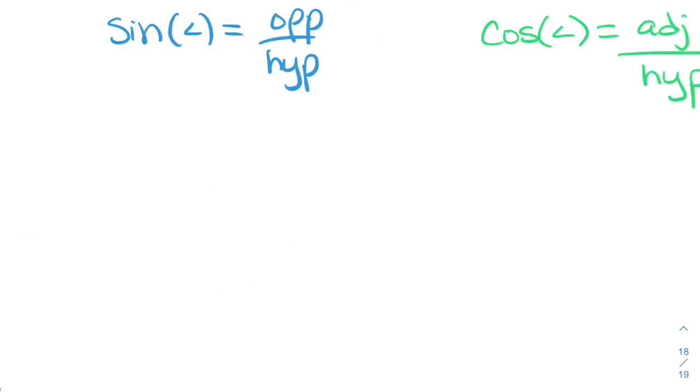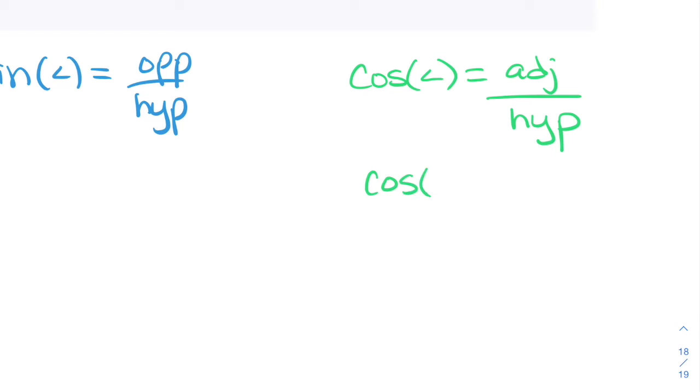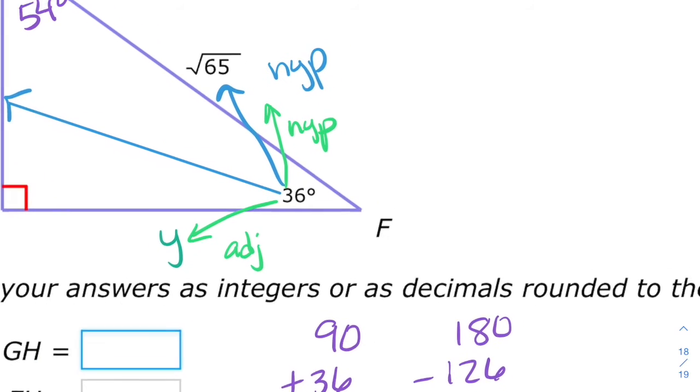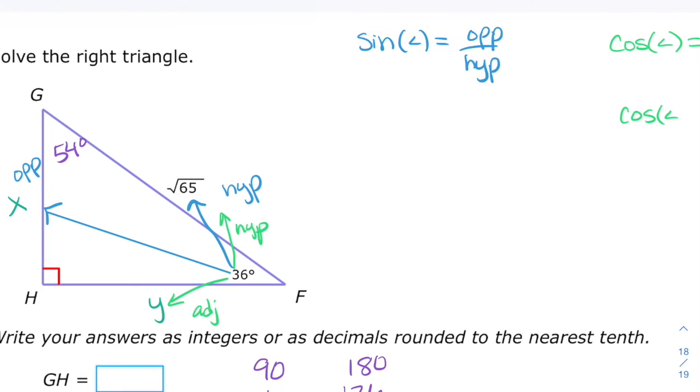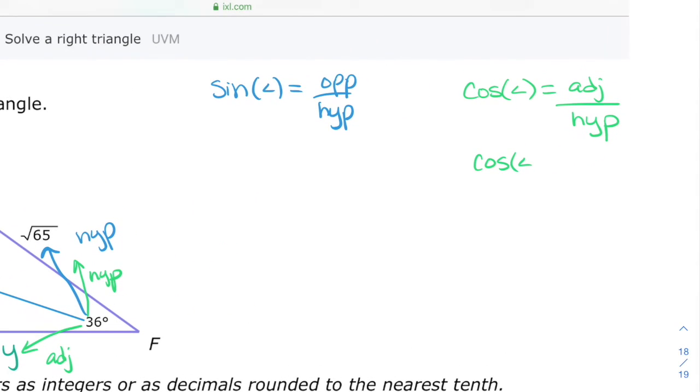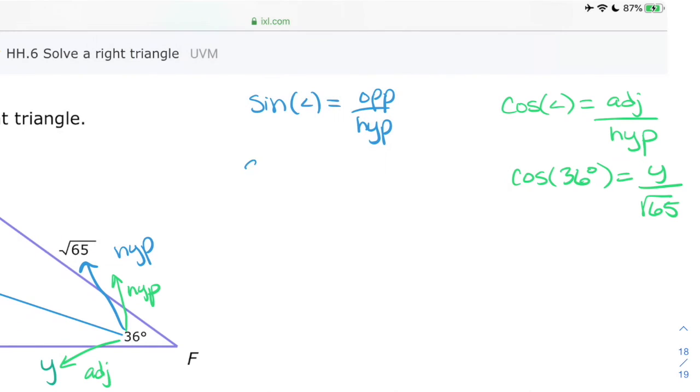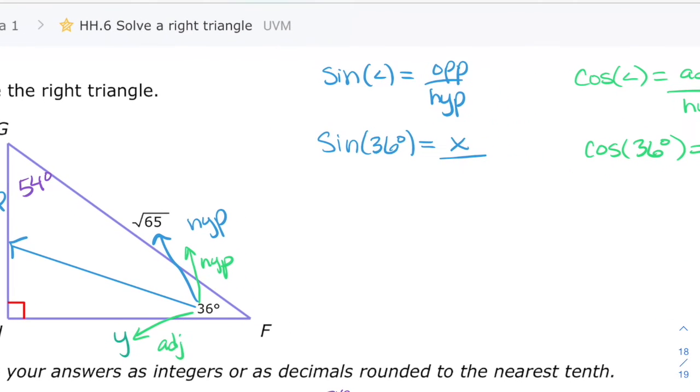Okay, so for cosine, we're going to do cosine of 36 degrees equals the adjacent over the hypotenuse, so y over the square root of 65. And for sine, it's going to be sine of 36 degrees equals x over, we used x as a variable, over the square root of 65.